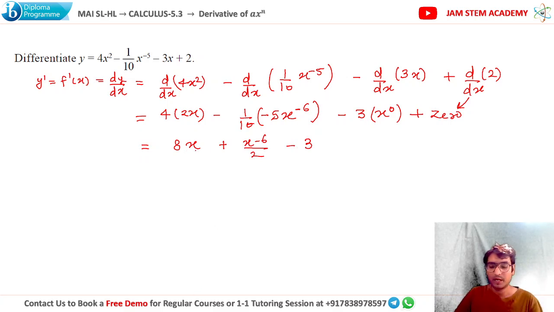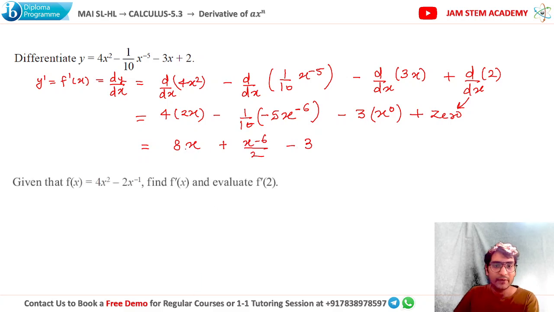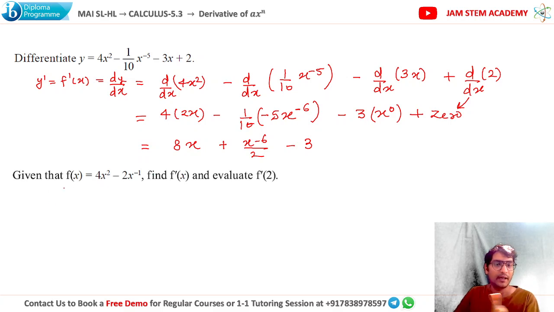Now, in the same way, if we are given a different problem, which says given that f(x) equals 4x squared minus 2x raised to the power minus 1, you have to find f dash x. Also, you have to find f dash when x equals 2. So you can also use your GDC to get this value directly.